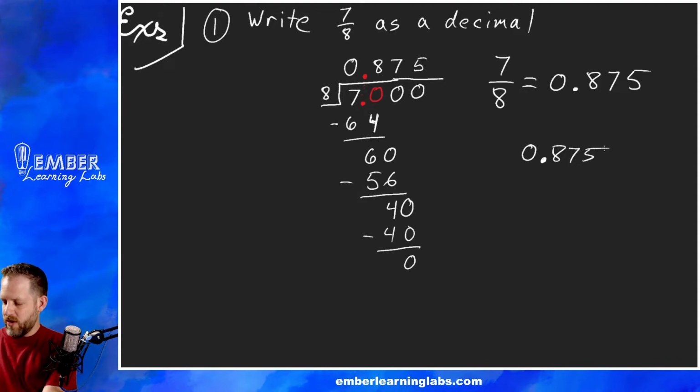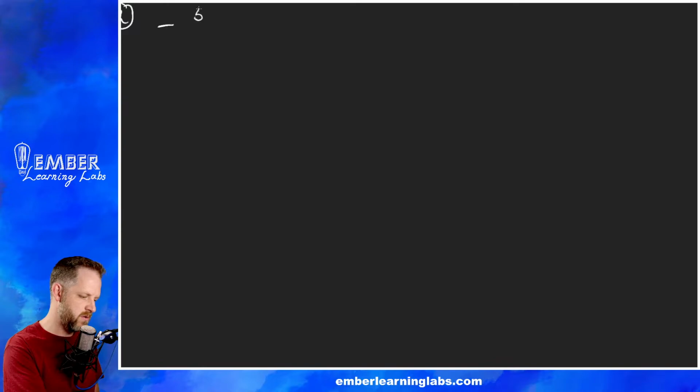Let's do another example that another thing is going to happen with. So this is going to be example number 2. Example number 2. Let's divide negative 5/12.